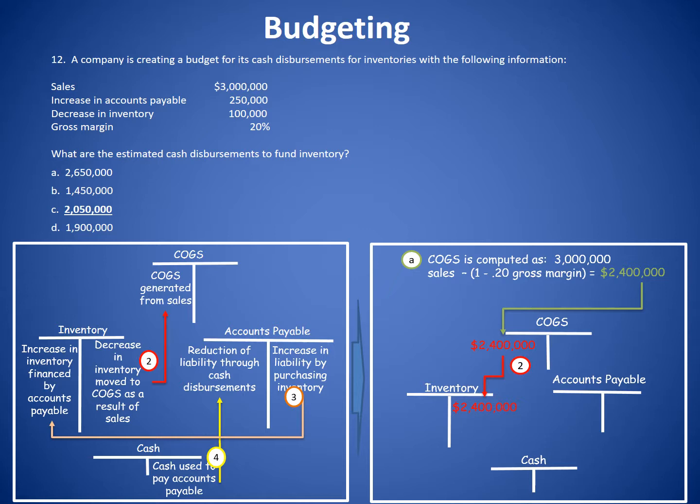Okay, now let's determine where that $2,400,000 came from as a debit to cost of goods sold. Well, what we said in terms of relationship, that amount must have been moved from our inventory account. Moving from the inventory account is a credit to inventory of $2,400,000 and a debit to cost of goods sold of $2,400,000. So we have the credit entry to inventory now.